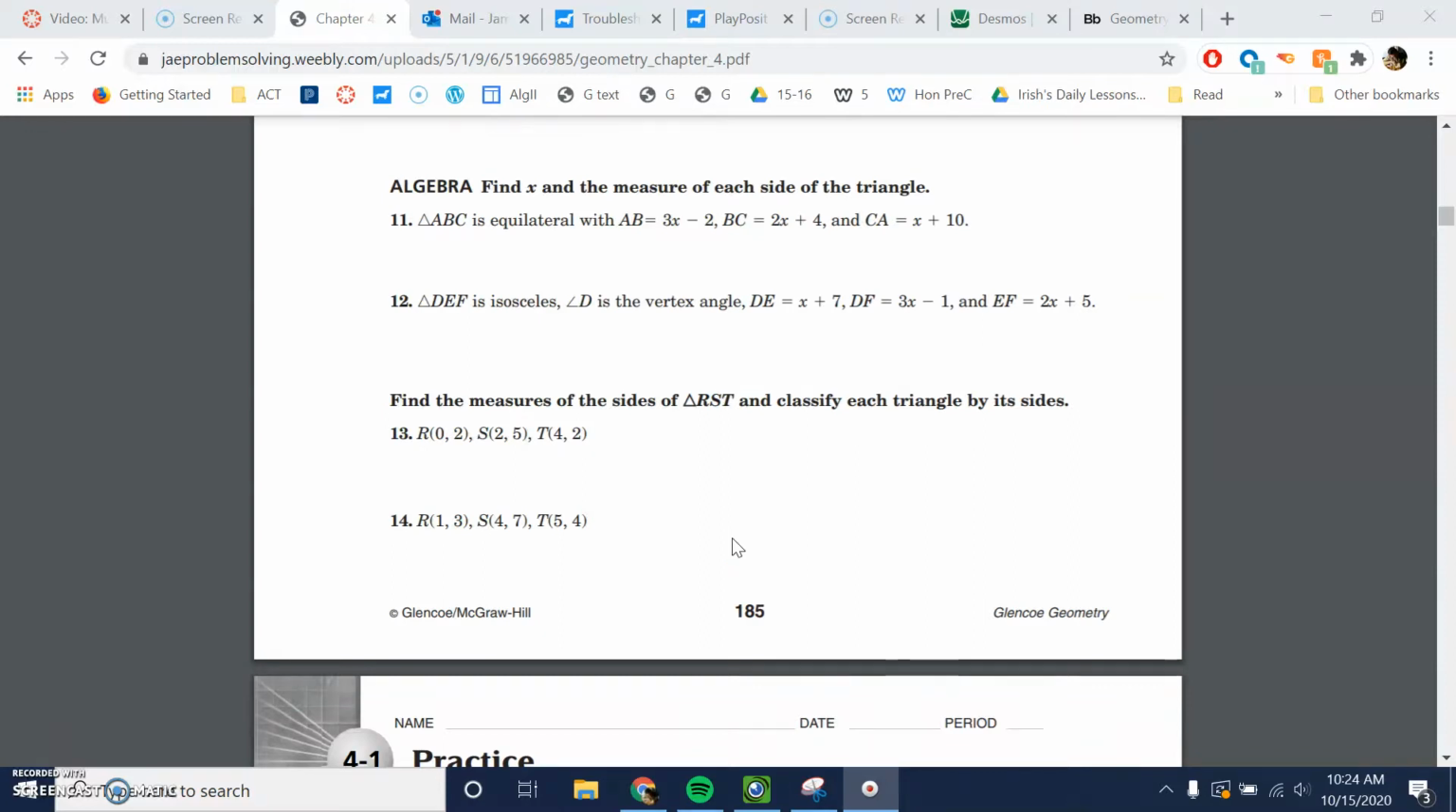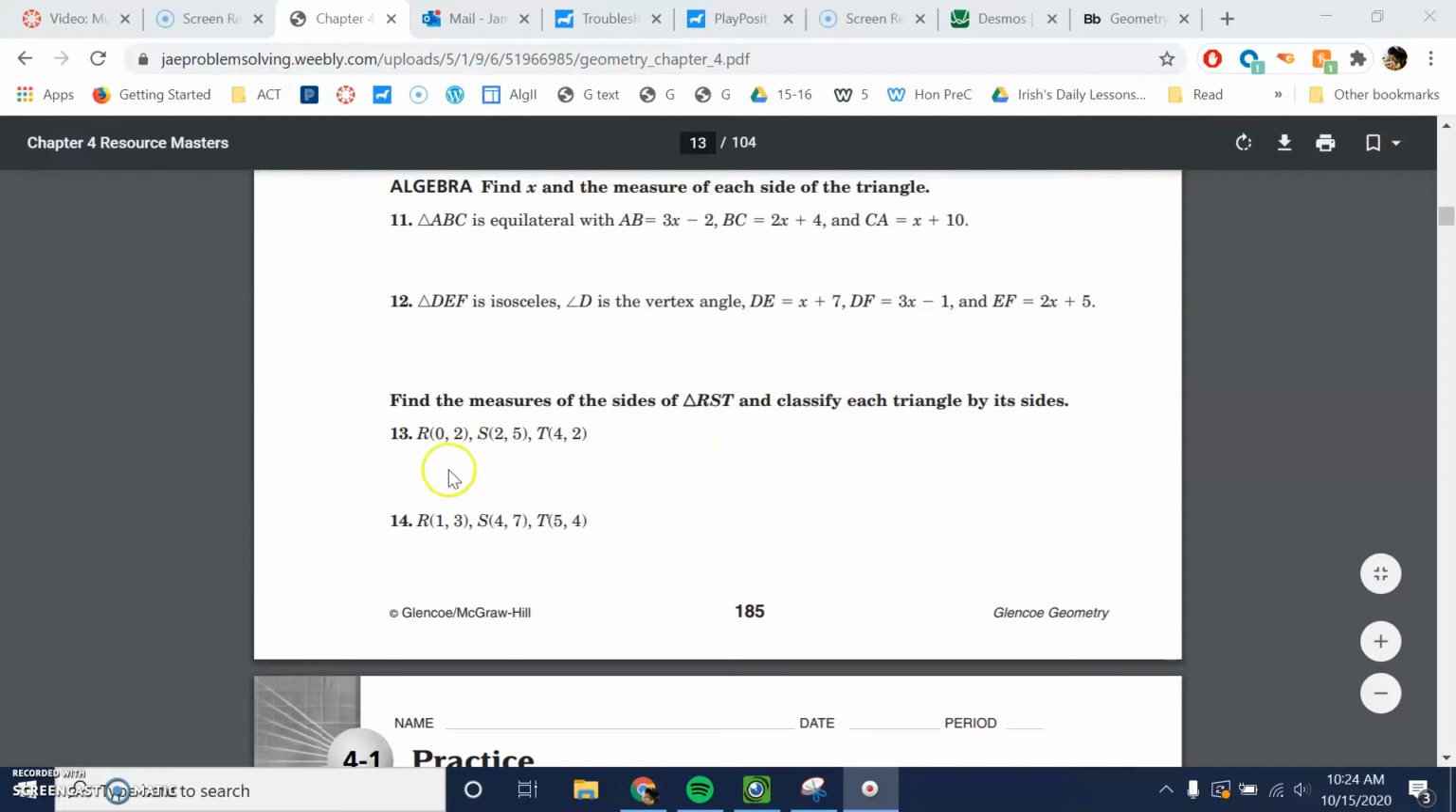Yes, we're still on Classifying Triangles, but this time we're going to do it on a coordinate plane. So it gives us points, and we have to classify each triangle by its side. So is it scalene? Is it equilateral? Or is it isosceles? I don't know. So we got to see.